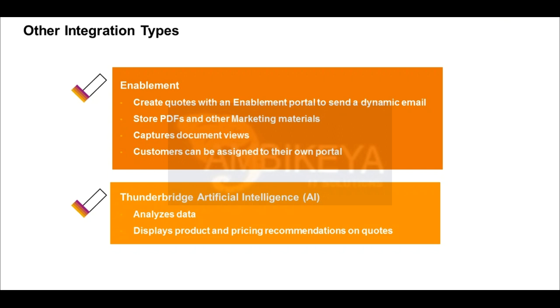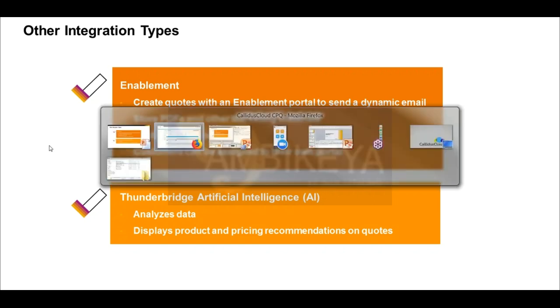Thunderbridge Artificial Intelligence, or Thunderbridge AI, is an application that also came over with SAP Sales Cloud. It uses artificial intelligence to take current products on a quote and make other product and pricing recommendations based on past sales. So you can also integrate with those. I also showed you a little bit earlier that you can integrate with e-signing applications. Let me just show you really quickly what that looks like.